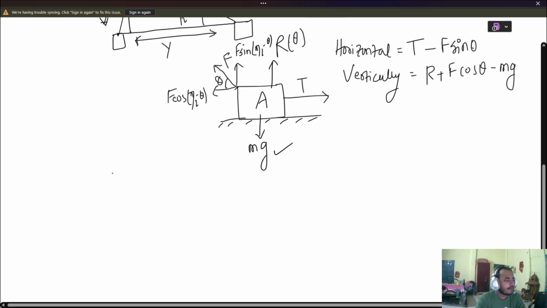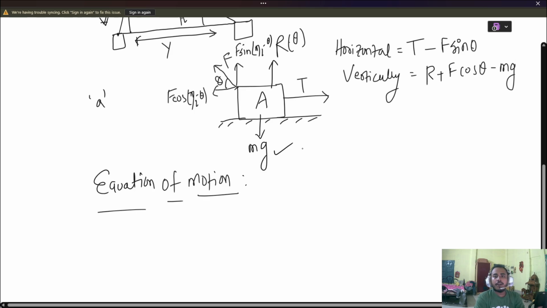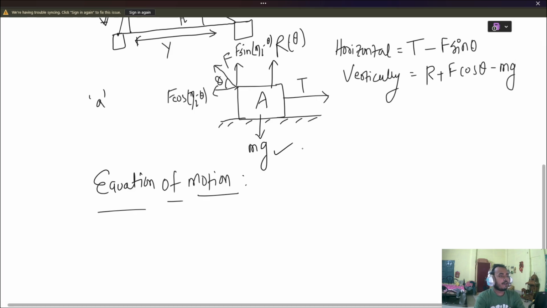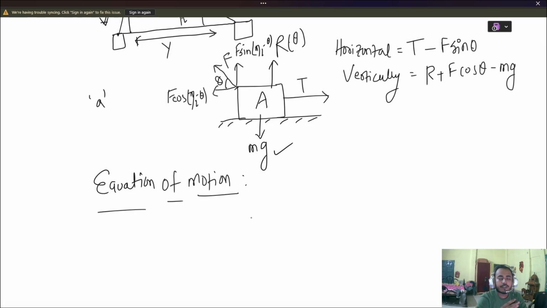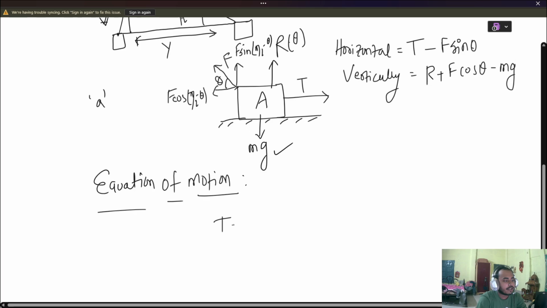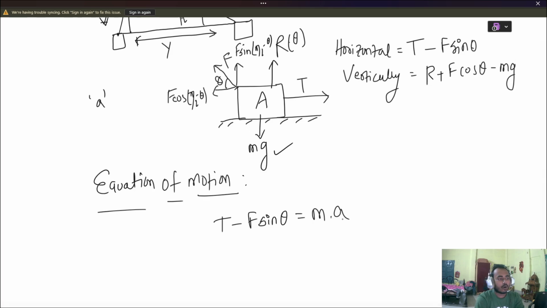Okay. Now, from this we can get a good idea of what's happening, and we can write down the equation of motion for block A. So the equation of motion. Now, the equation of motion for a block, since the block is moving towards the right, let us assume the acceleration of the system is basically a. Okay. Now, according to Newton's laws, F equals ma. So we can write the forces on the right must equal mass into acceleration. So, what are the forces on the right? The forces on the right is simply T minus F sine theta equals m into a. Okay, where a is the acceleration of the whole system.